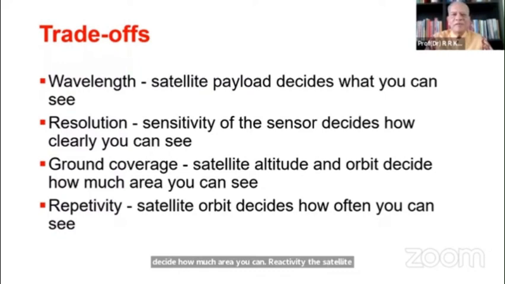So these are the things that you want to have, but you can't have them in one particular satellite, because it's impossible to make a satellite with that kind of payload or to place it in an orbit which will give you all of those things. So every satellite launch or every satellite design is a compromise.